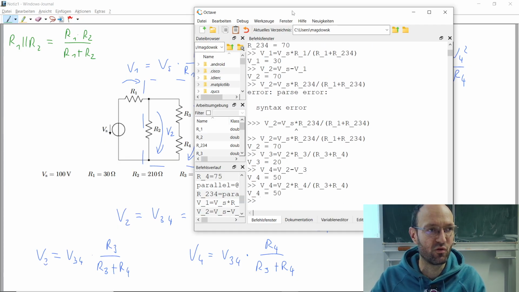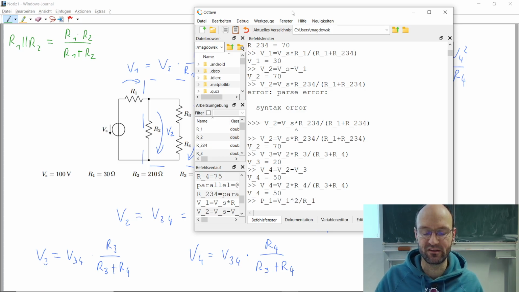And then we should also get 50. So now we have the 4 voltages. And from the 4 voltages, I could calculate the 4 powers. So P1 is V1 squared divided by R1, and so on.